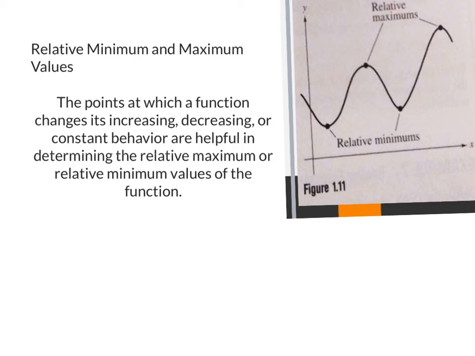So the graph shows you a couple of points like this. These two down here are considered relative minimums because they are the lower parts of your function. And then these two up here are considered relative maximums because they're the higher parts. What we're going to practice is how to find these specific ordered pairs in our calculators.